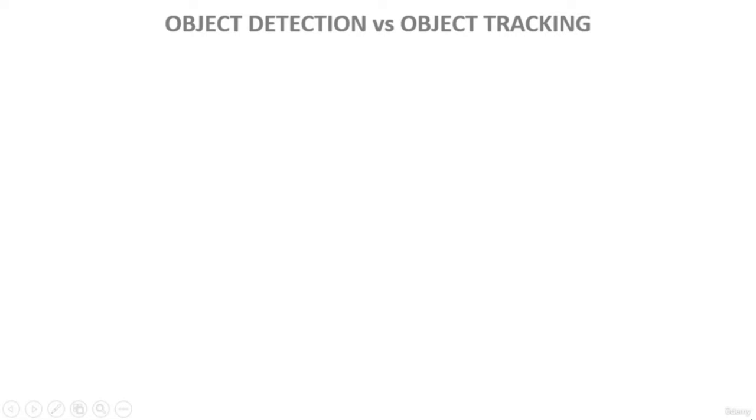Object detection often gets mixed up with object tracking, but these are two different terms. Let's understand the difference. When we talk about object detection, we are detecting an object in a frame by putting a bounding box around it and classifying the object. Now, the job of the object detector ends here, and each frame is processed independently, and we can identify numerous objects in a particular frame.